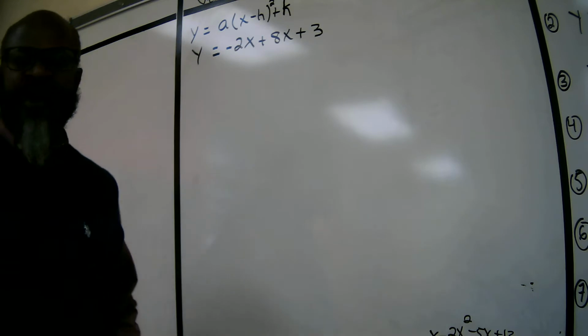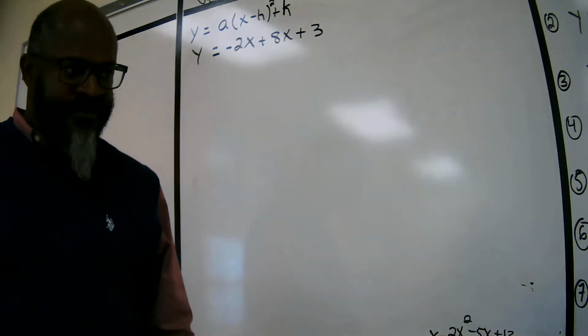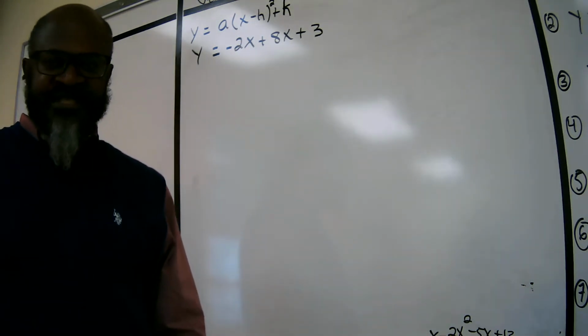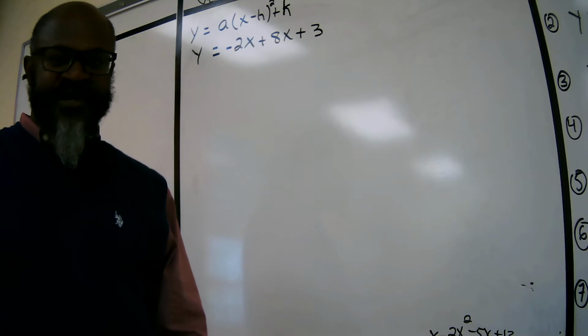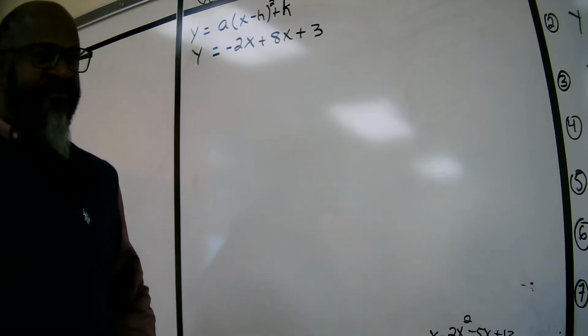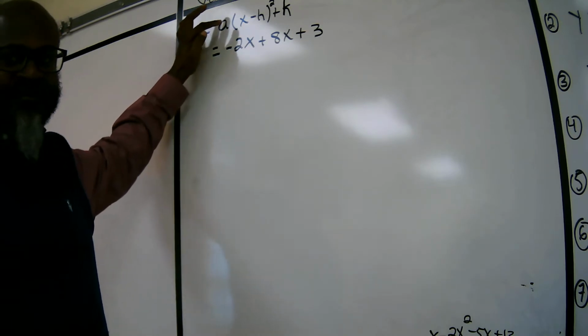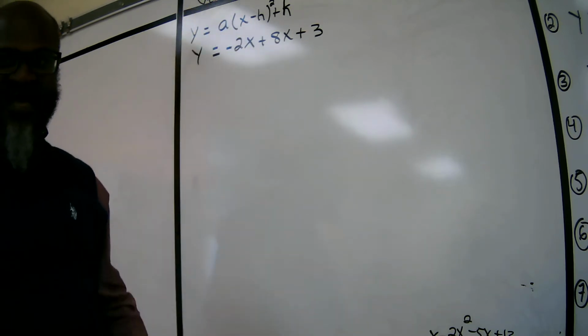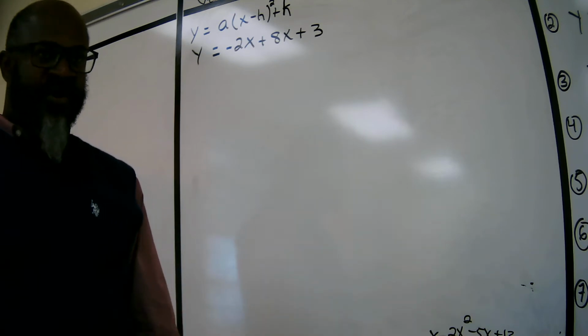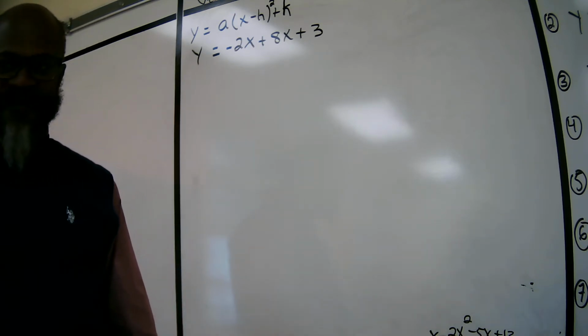Today I'm going to talk about two ways to change a quadratic equation into vertex form. Alright, vertex form goes as follows: y equals a times open parenthesis x minus h close parenthesis squared plus k.